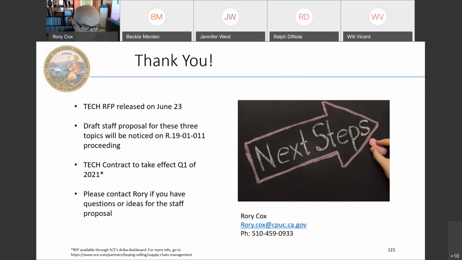And my final note is just, if you have any questions or ideas as I'm putting my pen to paper on this, my contact information is right there at the bottom of the slide, and you should feel welcome to contact me. And then, as usual, when the staff proposal comes out, there will be a chance for a round of written comments at that point.